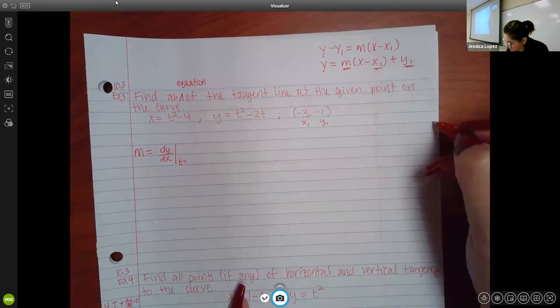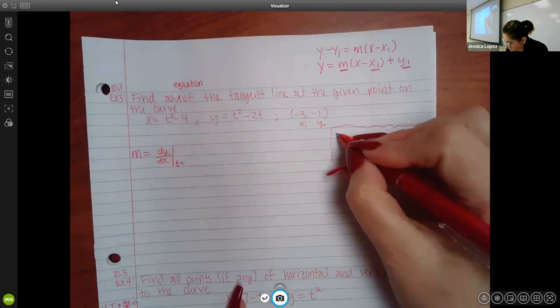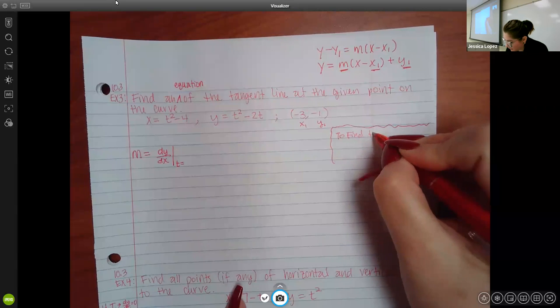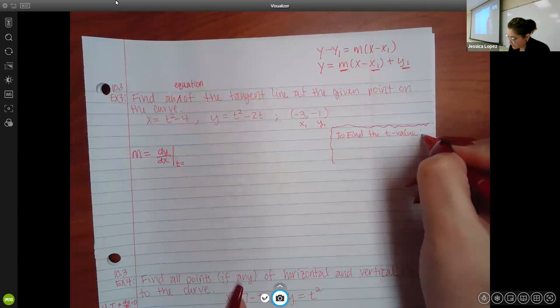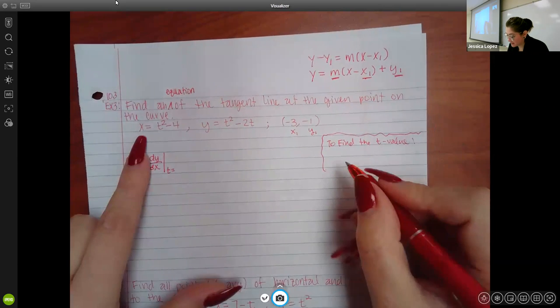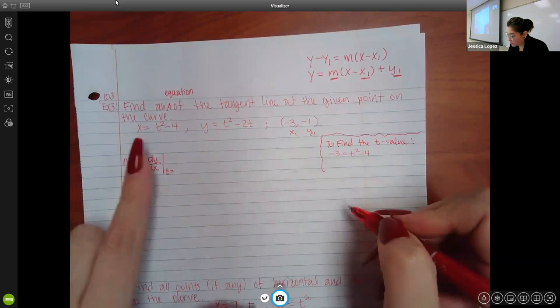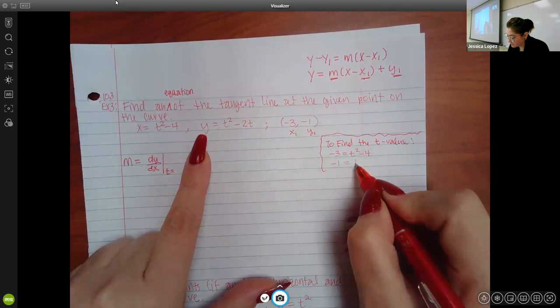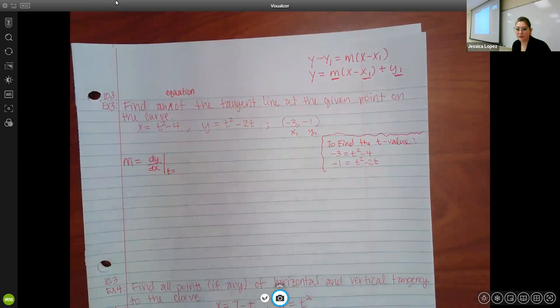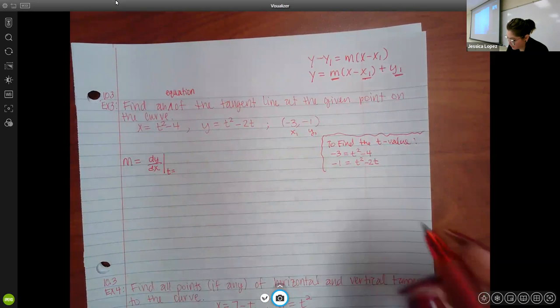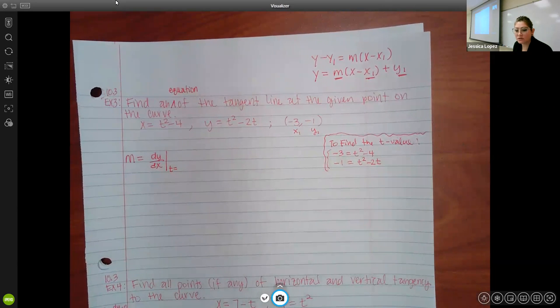So I'm going to do this on the side. And I'm just going to say, to find the t value, the system of equations is that this x should be -3, shouldn't it? And this y should be -1. Okay, and so then you have that system to solve for t. Now you can go about it in two different ways. You could take the top equation and solve for t, then plug it in for t in the second equation, do all your algebra and find your answers. Or you could use that elimination method that I was using when we were doing partial fractions.